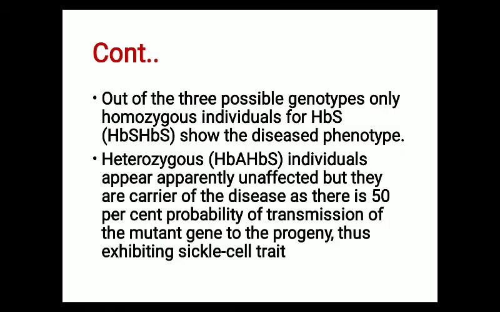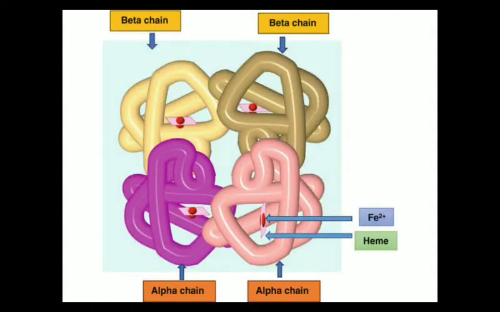So out of these three possible genotypes, only homozygous individuals for HBS show the diseased phenotype. In case of heterozygous, that is HBA HBS individuals, they appear apparently unaffected, but they are carriers of the disease, as there is 50% probability of transmission of the mutant gene to the progeny, thus exhibiting sickle cell trait. Now this sickle cell anemia is mainly caused due to the change in the hemoglobin.